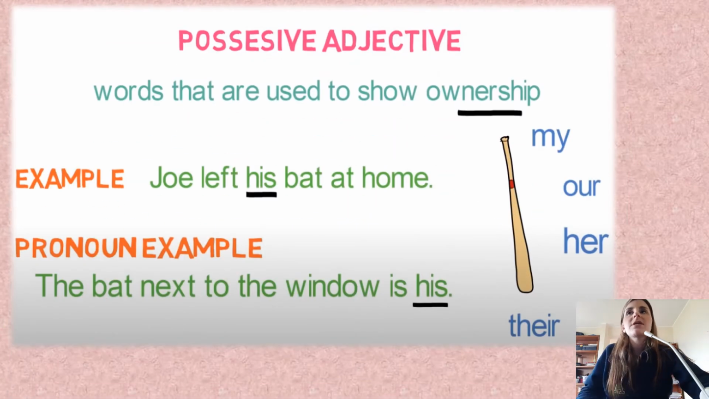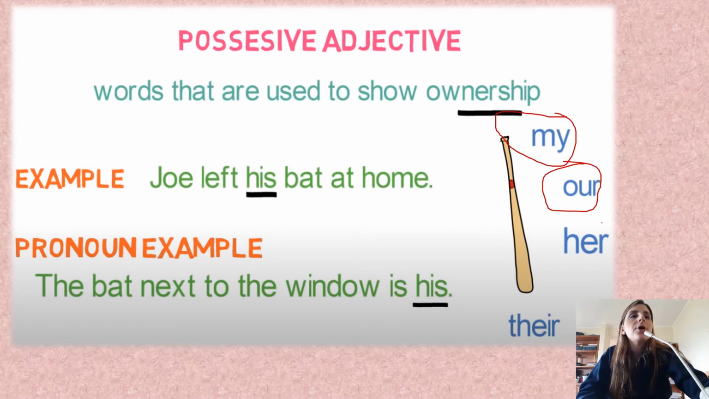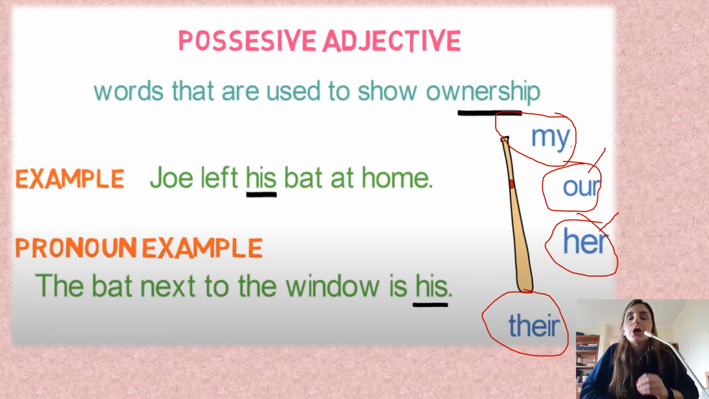Here we have the possessive adjectives, words that are used to show ownership. Words such as my, our, her, and their. These are possessive adjectives. The possessive pronouns are, instead of my, mine, instead of our, ours, instead of her, hers, instead of their, theirs. A pronoun example is: the bat next to the window is his. There we are using his as a pronoun, okay?